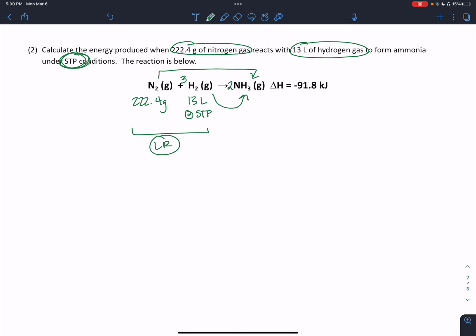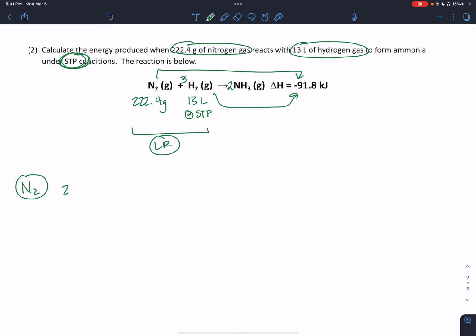Now, normally we do that by determining the amount of product that is made. The thing to keep in mind is, in this case, there are 2 products. There's NH3, or instead, I could figure out how much energy is produced by each of these amounts. It's going to be the same thing. The one that produces the least amount of energy is going to be our limiting reactant. All right, so we're going to start with nitrogen.